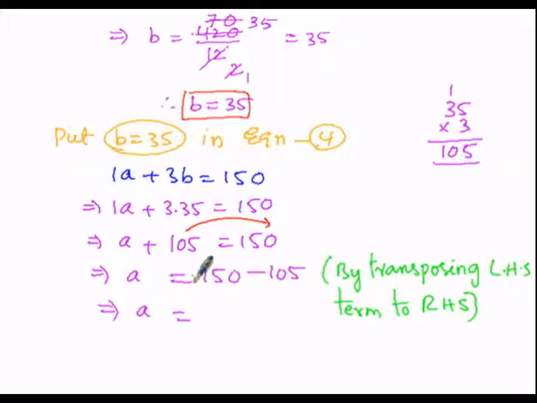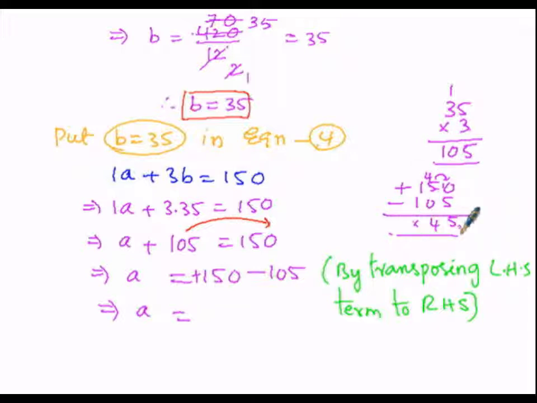So the next logical step will be a equals, 105 is negative, 150 is positive, plus of minus is minus, we have to subtract greater minus least, that is 150 minus 105. From 150 we have to subtract 105. So let us subtract. Let us borrow 1. 10 minus 5 is 5. Here it becomes 4. 4 minus 0 is 4. 1 minus 1 is 0. We will be getting it as 45.